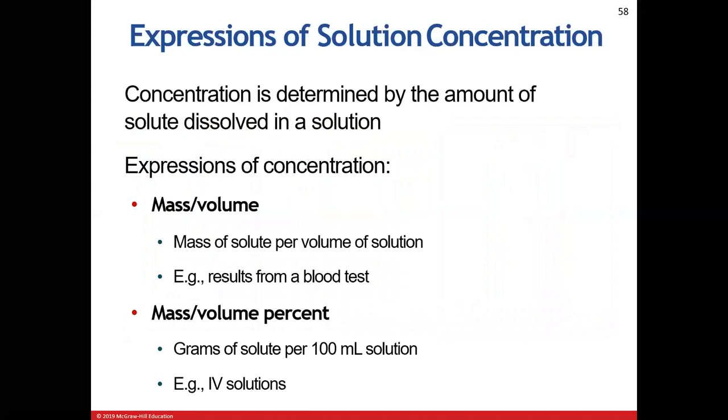So as we start to look at these solutions, we have to look at the concentration of what's in them. The concentration is actually determined by the amount of the solute that is dissolved within the solution. We can express these in a couple different ways. One way is mass per volume, which is basically the mass of the solute per volume of solution. So you can see grams per liter or grams per deciliter.